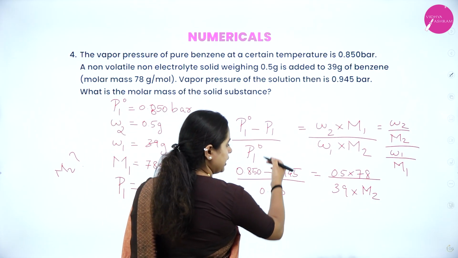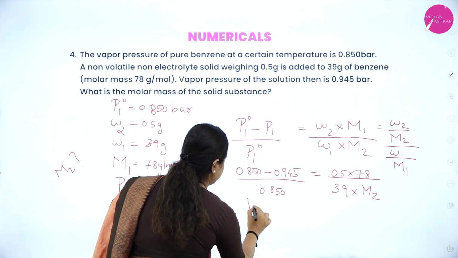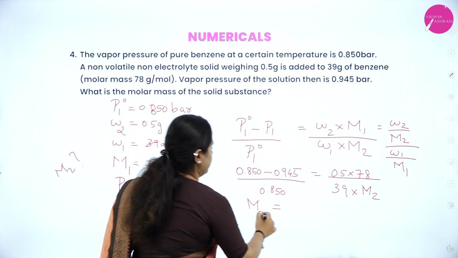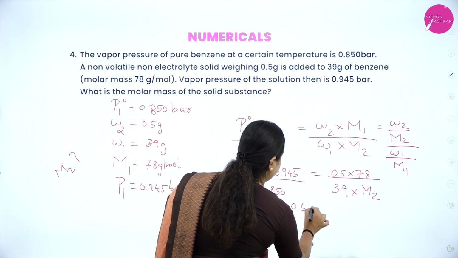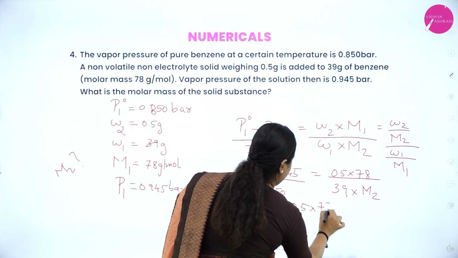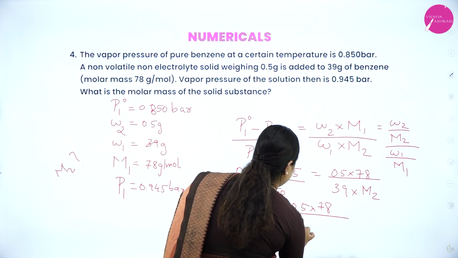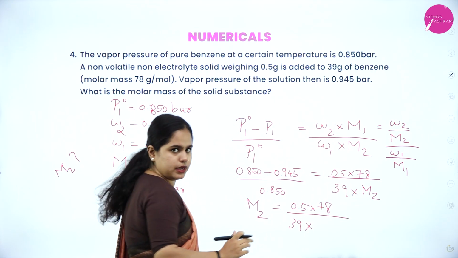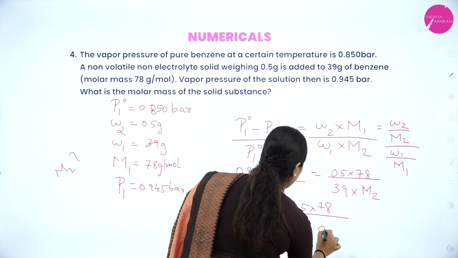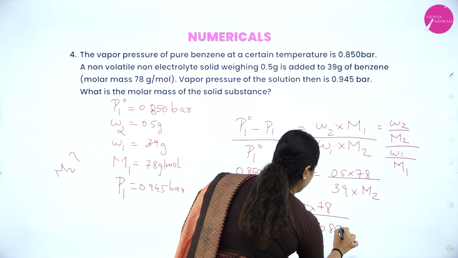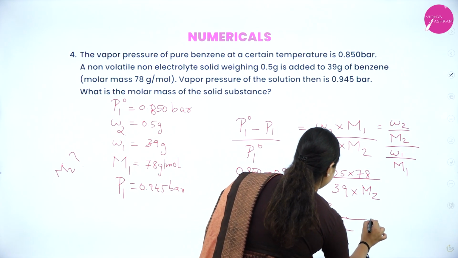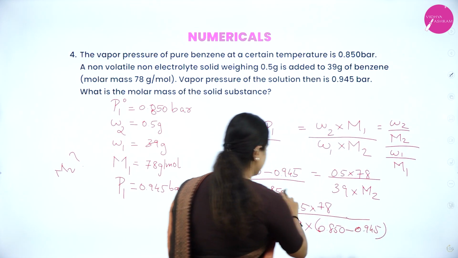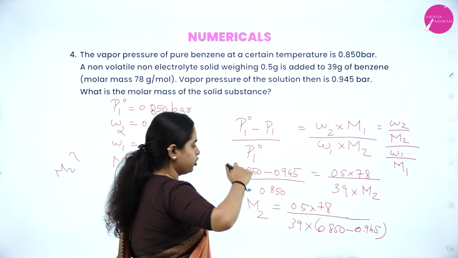So, we can rearrange this equation. How does it become? M2 will be equal to 0.5 into 78 divided by 39, into this term. The whole term comes here: 0.850 minus 0.945, and this comes in the denominator, so it goes to the numerator.